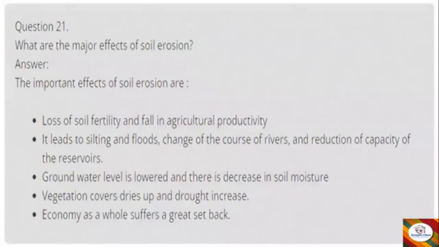Okay, next. Question number 21. What are the major effects of soil erosion? Answer: the important effects of soil erosion are loss of soil fertility and fall in agricultural productivity. It leads to silting and floods, change of the course of rivers, and reduction of capacity of the reservoirs. Groundwater level is lowered and there is a decrease in soil moisture. Vegetation cover dries up and drought increases. The economy as a whole suffers a great setback. Okay, so these are the effects of soil erosion.